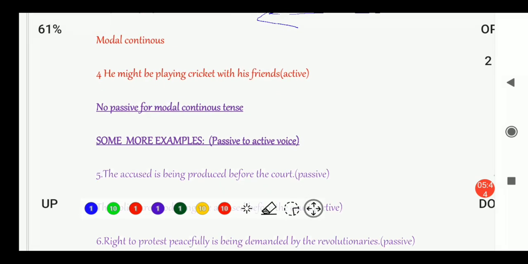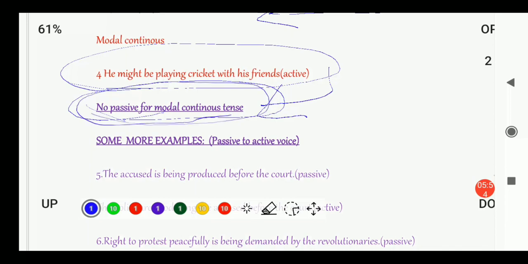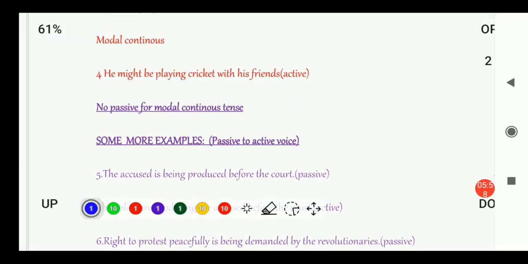Similarly, for the modal continuous tense, for the sentence, he might be playing cricket with his friends. It is the active form, but the basic thumb rule for modal continuous and future continuous tense that should be kept in mind is that there is no passive for modal continuous and future continuous tense.